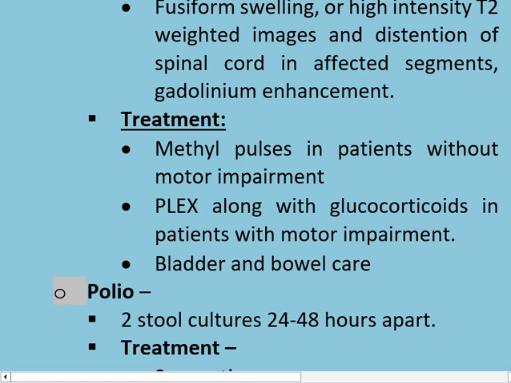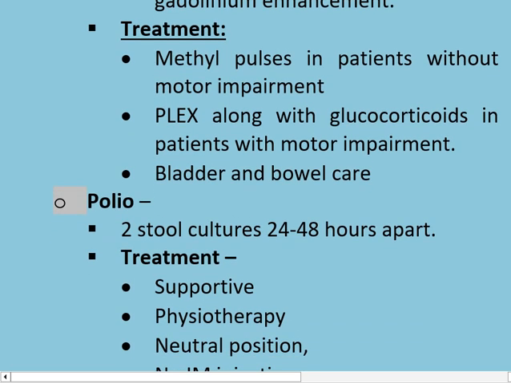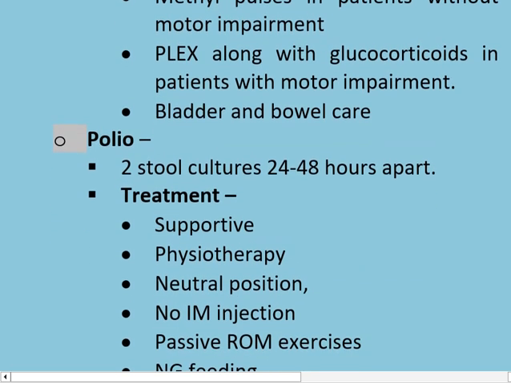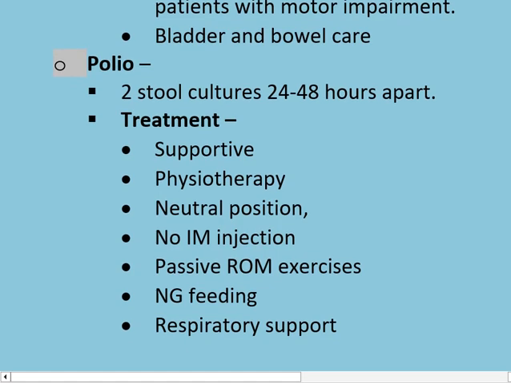Polio, in which two stool cultures are sent 24 to 48 hours apart. The treatment is supportive, such as physiotherapy, neutral position, there should not be any intramuscular injection, and passive range of movement exercises, NG feeding, and respiratory support.